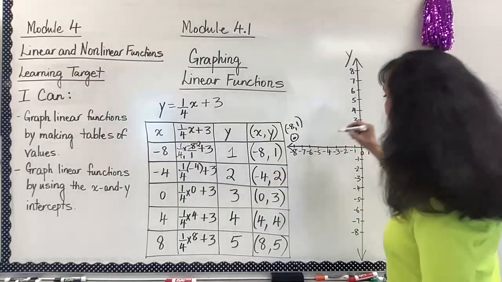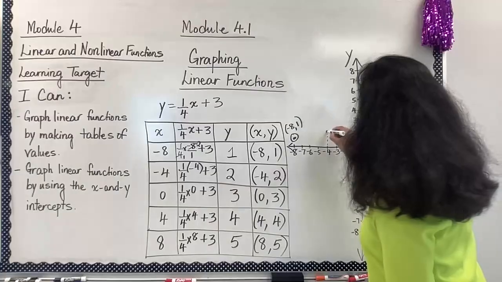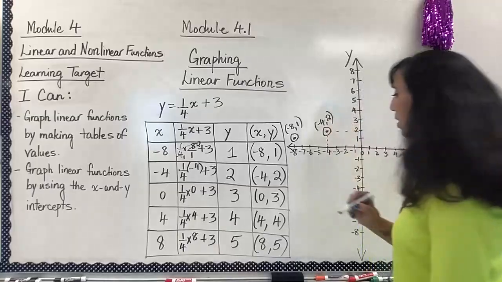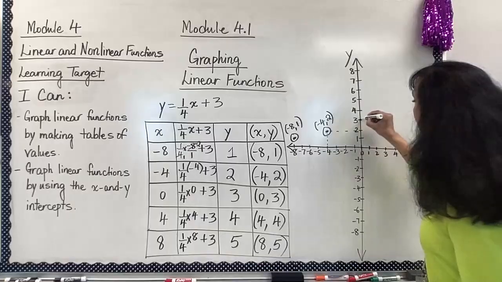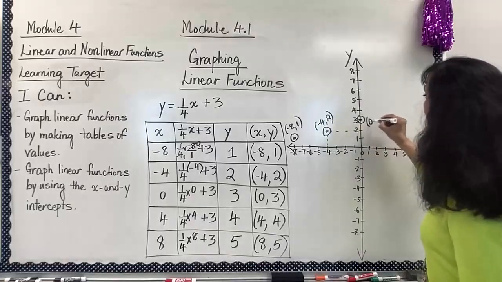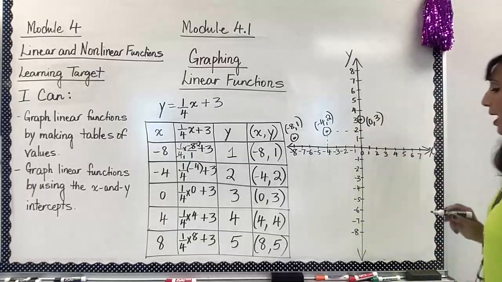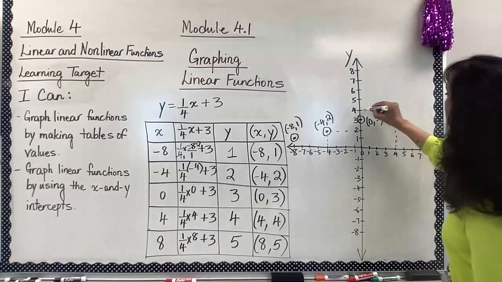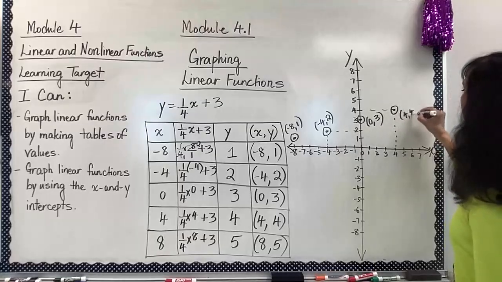When x is negative 4, y is 2. So this is negative 4, 2. When x is 0, y is 3. So this is also my y-intercept, 0, 3. And then when x is 4, y is 4. So here's my next one, 4, 4.